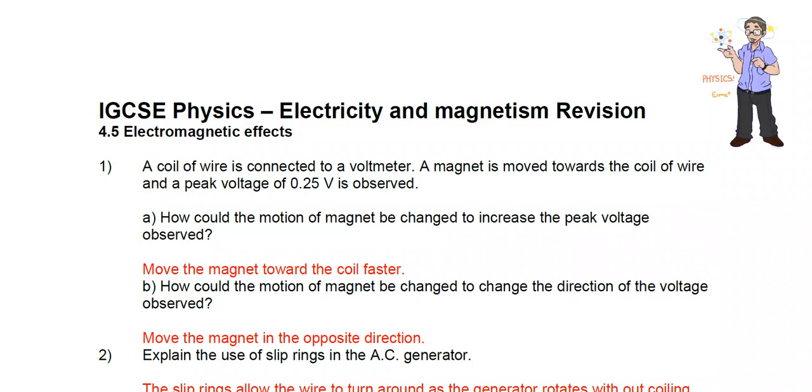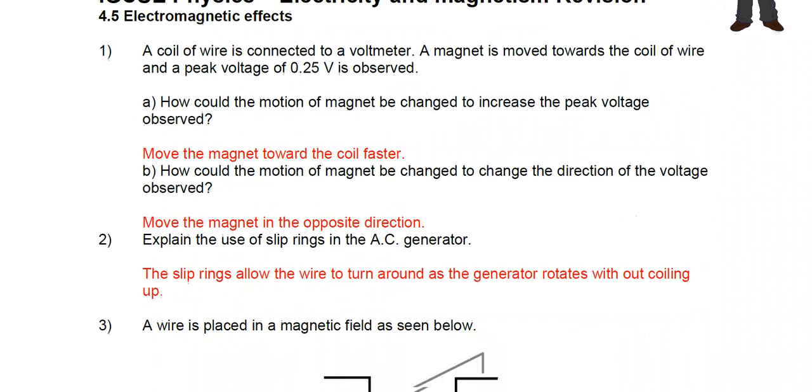B. How could the motion of the magnet be changed in order to change the direction of the voltage observed? Well, simply move the magnet in the opposite direction and it will change the polarity of the voltage.